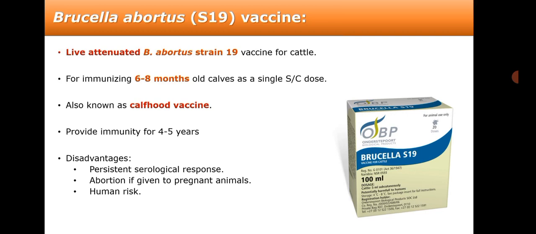Brucella abortus RB51 vaccine. It is a freeze-dried live Brucella abortus strain RB51 vaccine for immunizing 4 to 12 months calves as a single subcutaneous dose. It is lesser abortifacient than S19, used in USA, Canada, South American countries, parts of Europe and Middle East.